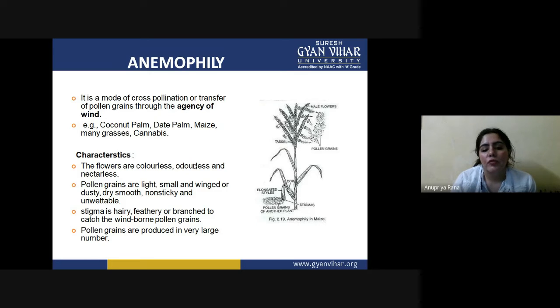Pollen grains are produced in very large numbers, so the pollen transferred via wind transportation is very large in number. You can even say that a large number of pollen grains can be transferred via the wind in a maize plant.